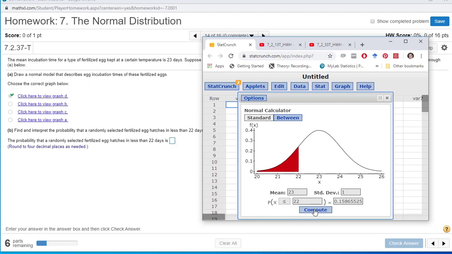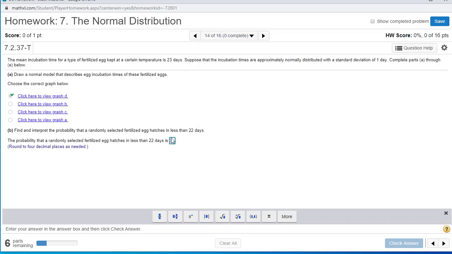As I mentioned in earlier videos, less than or less than or equal to are exactly the same thing. There's no probability at each individual point. It says round to 4 places, so 0.1587. I actually can get StatCrunch to round, but not really worth it. So let me show you on the TI what that looks like.